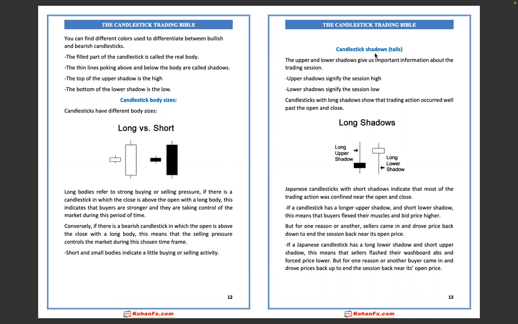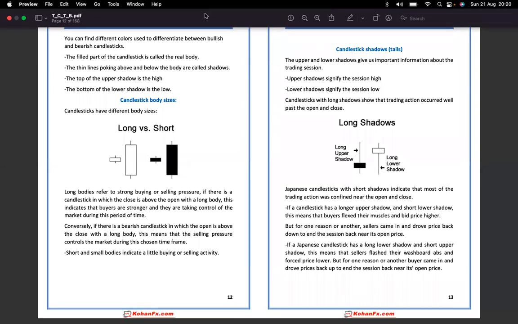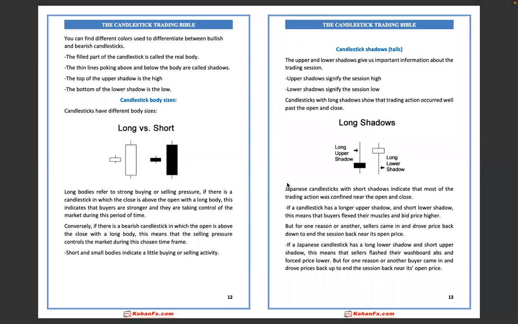The shadows tell us a lot about the candle. The upper and lower shadows give us important information about the trading session. So if you are using maybe H4 and you see long shadows, they tell you a lot about that session. So what do they tell us?